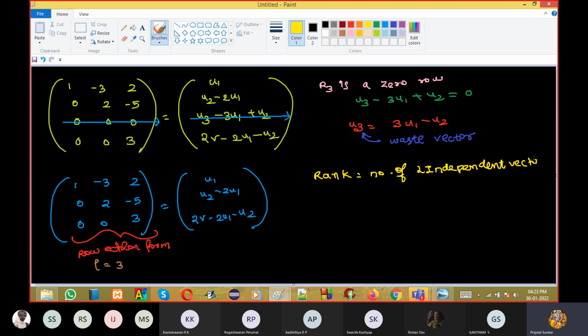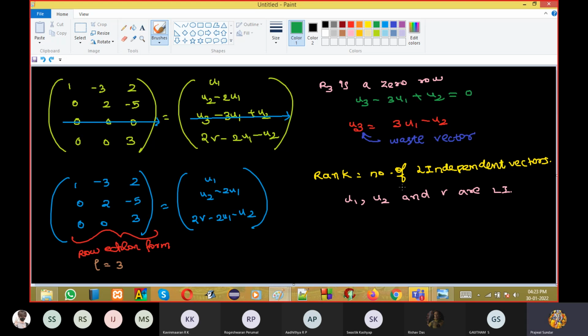So just please think for a moment. If I am telling you these 3 rows are independent, can I say u1, u2 and v are linearly independent because there are 3 vectors, right? If I am saying these 3 are linearly independent, can I write v as a linear combination of u1 and u2? Is it possible?